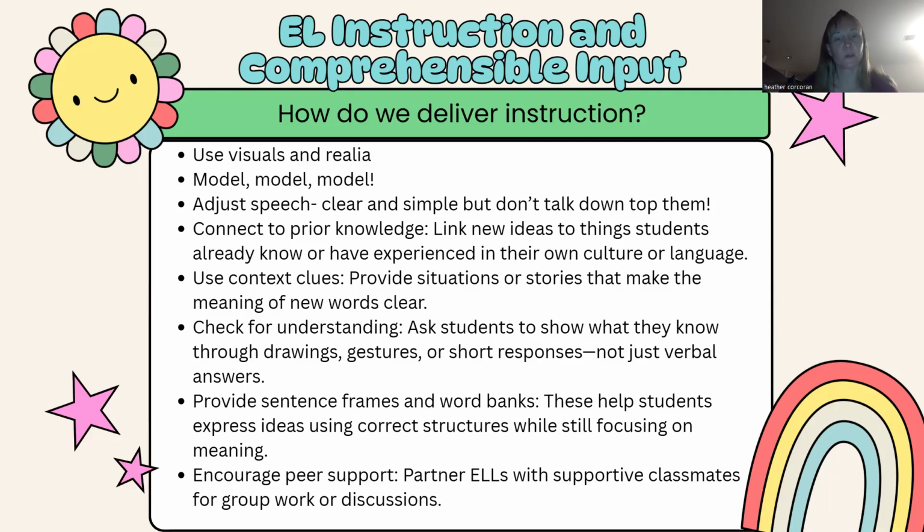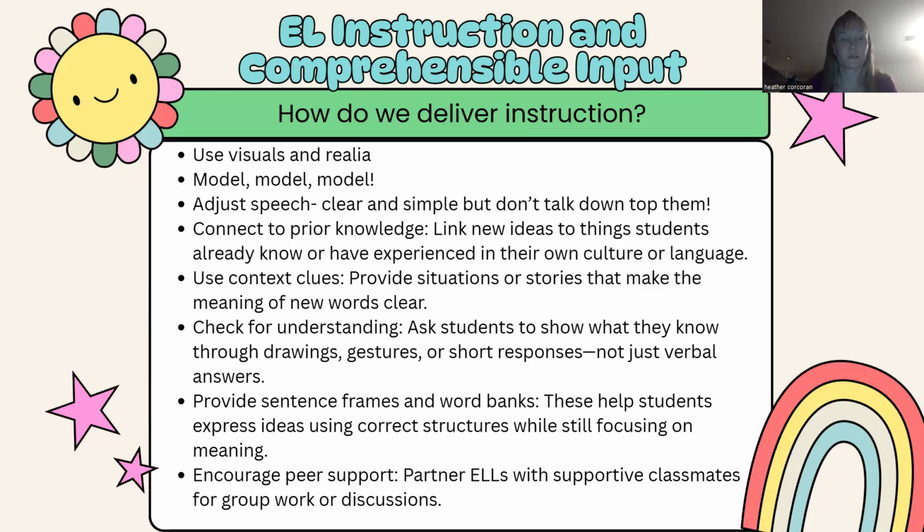Other things to consider: we want to bring in the students' culture and background knowledge as often as we can, because it's going to help make that bridge between the English word and the idea that much stronger if they can pull from their own experiences, their own knowledge, or their own culture. We want to shape knowledge of the word through the use of context. So we want to provide situations, stories, or settings that make the meaning of the word clear, because again, it all goes back to extracting meaning.